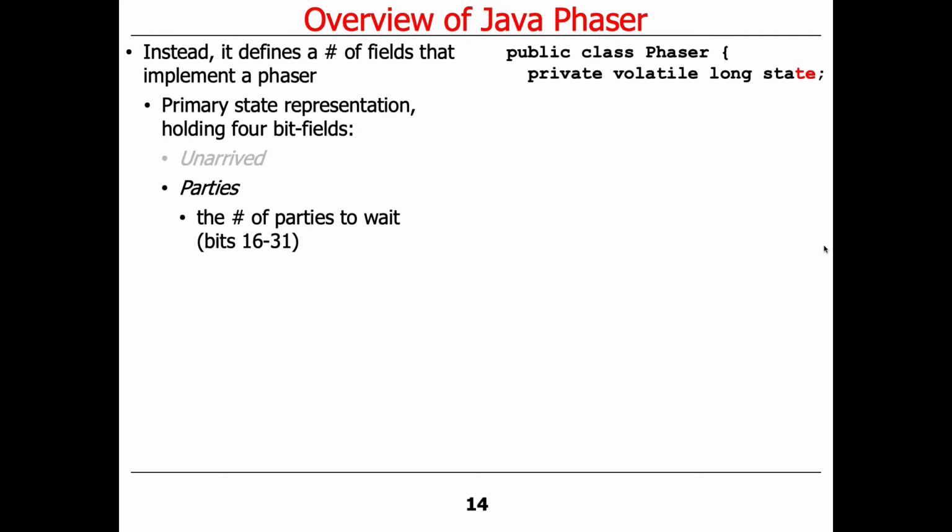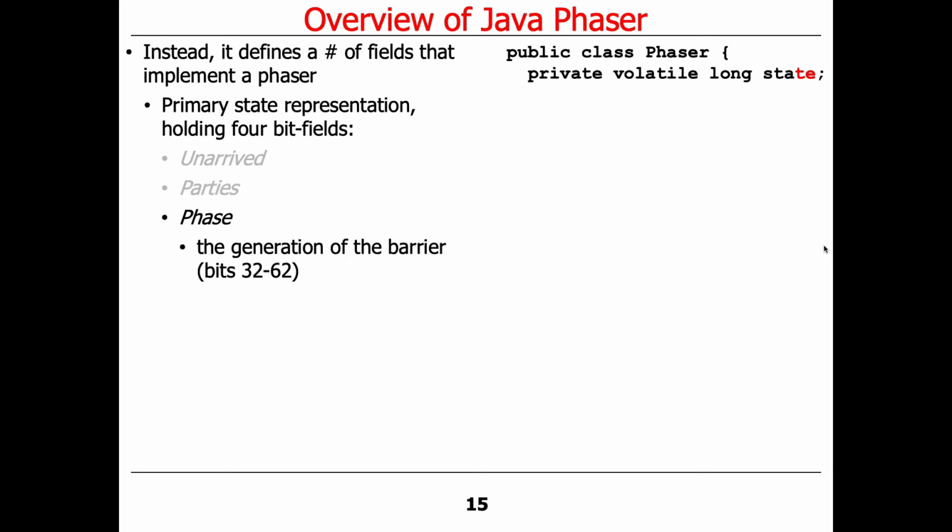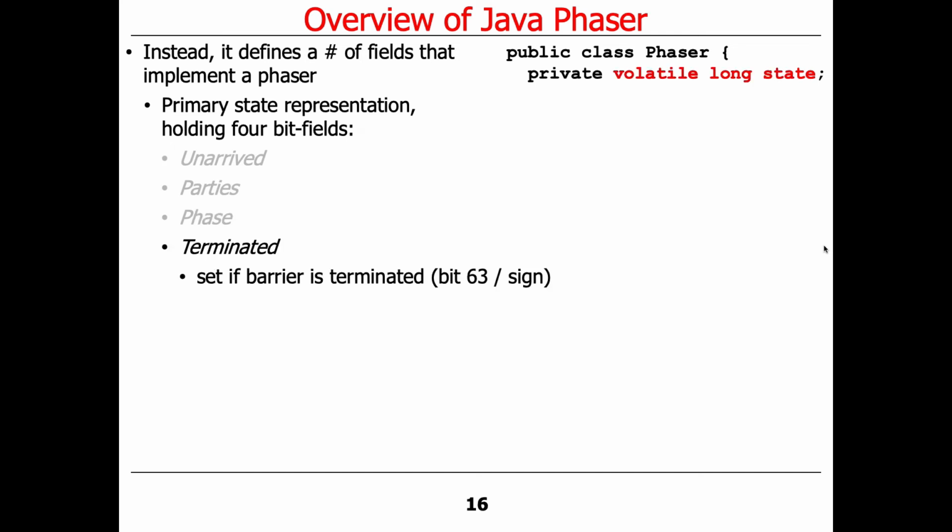There's also the number of parties that are required to wait. And so that's kind of like the total count. That's bits 16 through 31. There's the phase, which is the generation of the barrier, because barriers can be reused because they're cyclical, so you keep track of which phase they're in. That's bits 32 to 62. And then there's also terminated, which is used if the barrier has been shut down.